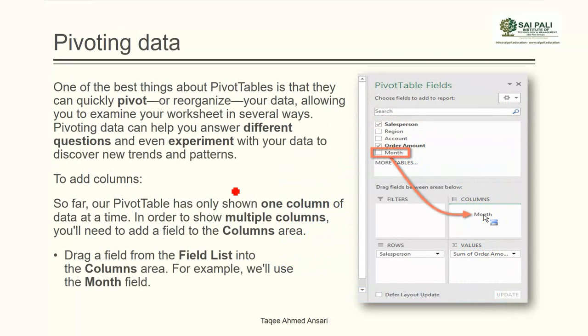Then you can pivot the data. Pivoting the data means rearranging. Rearranging means if you want to see different things and your question is changing. Right now I have an option to see it based on salespersons and order amount. But I want to see in different months how much they have sold. So we can add more columns. Right now we have only one column, which has these salespersons. I want to add more columns, and I want to see based on months.